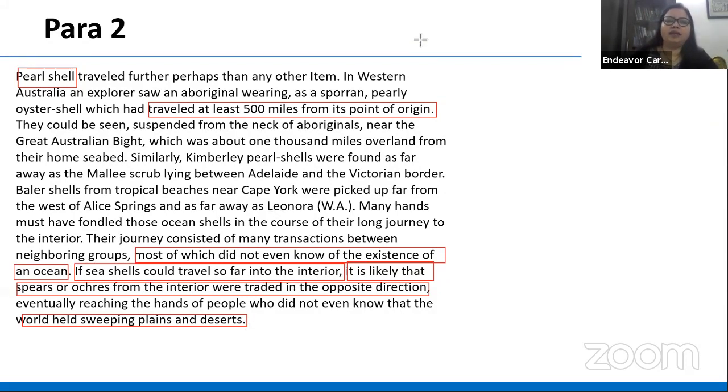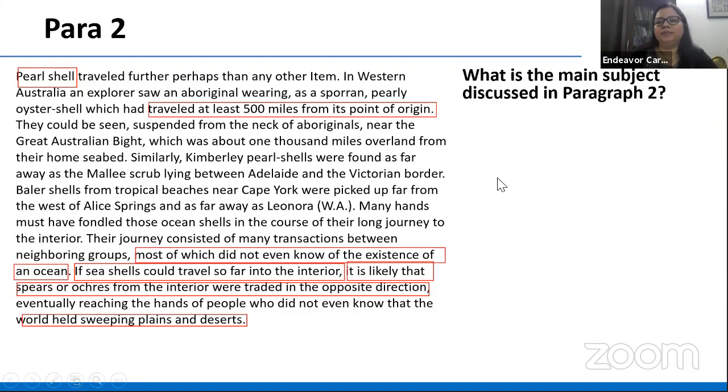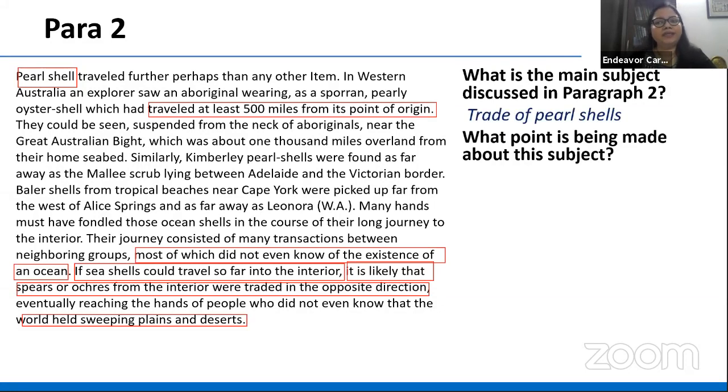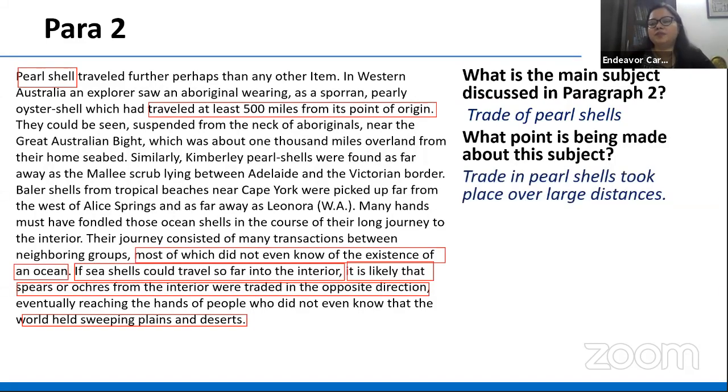So this entire paragraph is all about pearl shell trade. Let's look at the various questions. We've actually answered them, but what is the subject? Now, subject is the broader topic. So what will we establish as the broader topic here? It's the pearl shell trade, trade of pearl shells, correct? What point is being made about this subject? Now you're coming to the main point. What is the main point of this paragraph? The main point of this paragraph is that trade in pearl shells took place over long distances.